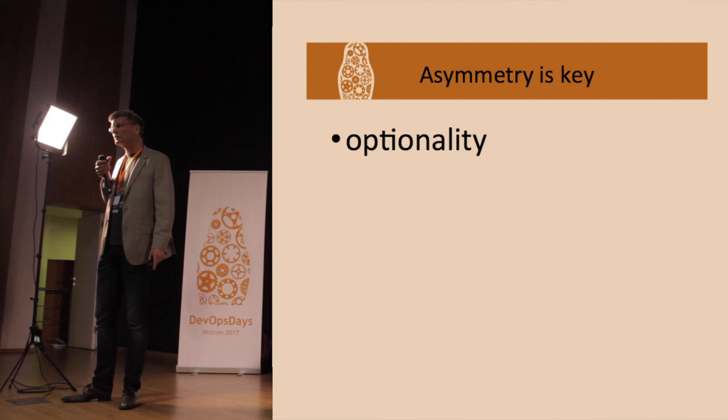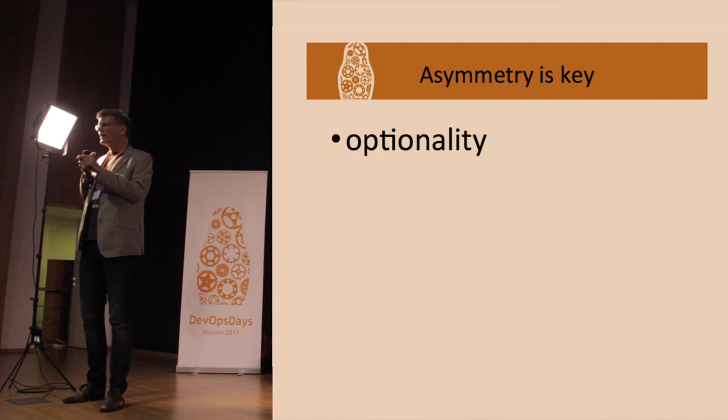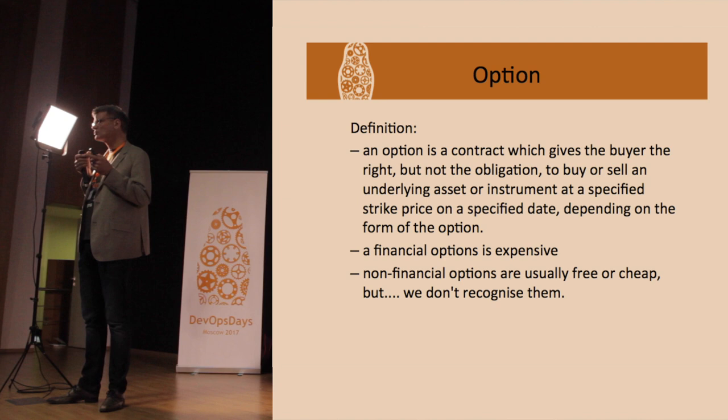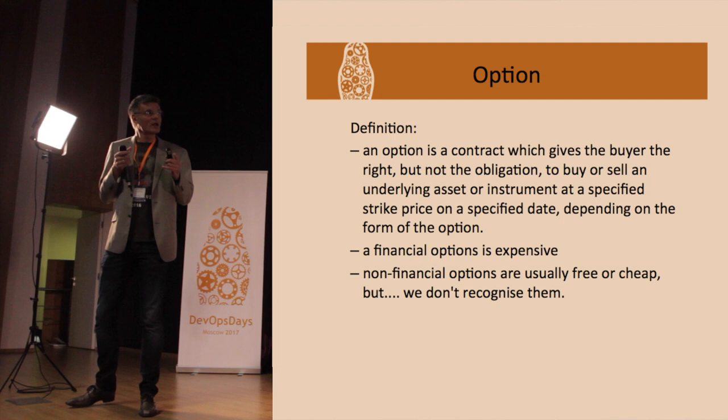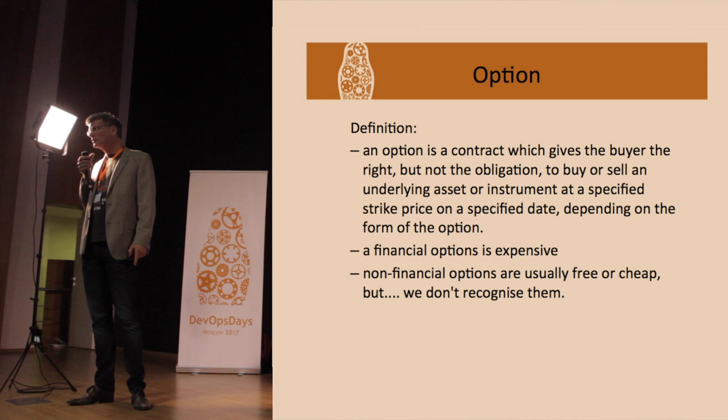We talked about asymmetry. The asymmetry was about a graph accelerating towards pain or gain. There's another asymmetry, and that's called optionality, and that's also an important part of the book. And an option, I think you all know options. You all know financial options, right? Financial options, but they cost money. But in real life, there are a lot of other options, and they are free or cheap, but you don't recognize them.